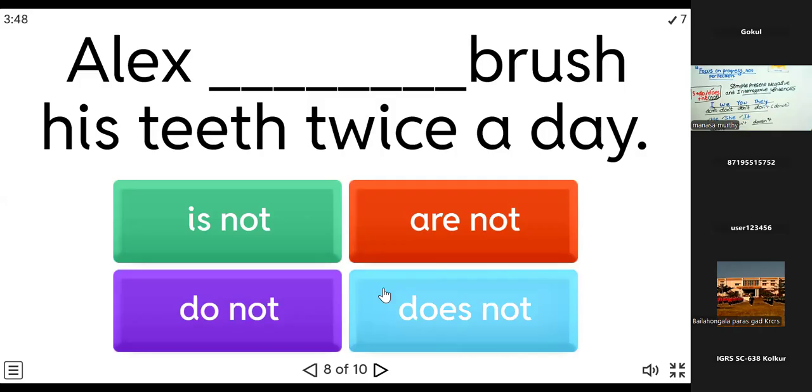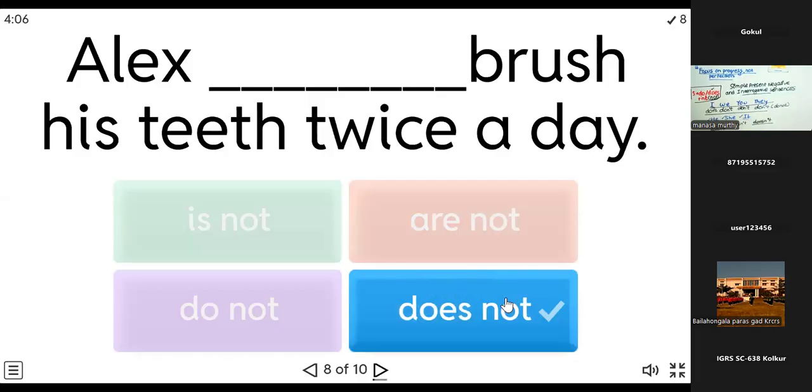Alex brushes his teeth. After the verb, we are adding S or ES. Here it ends with SH. We need to add ES to it. As the sentence to be changed is in negative form, Alex does not, doesn't. Here does not word is there, so we use it. If it was positive, brushes.